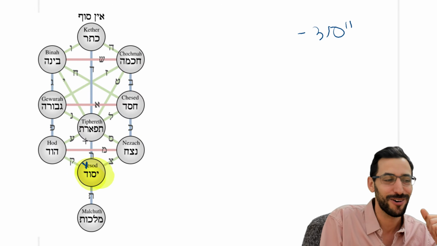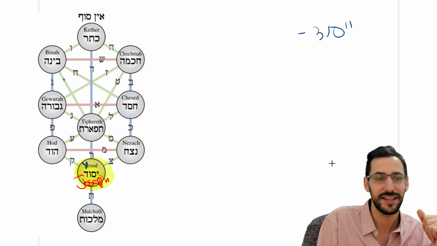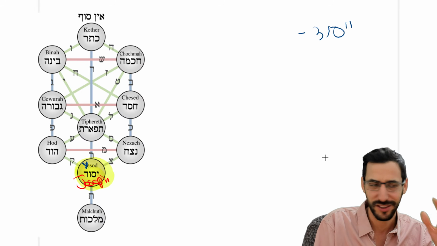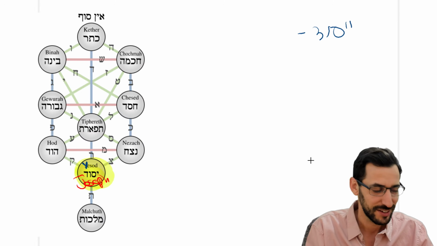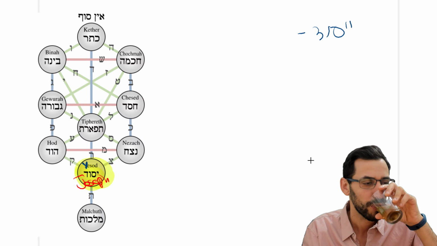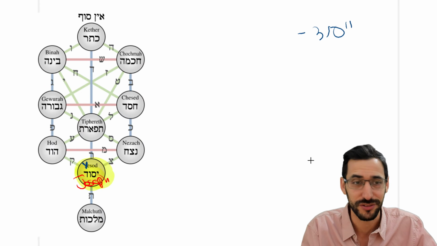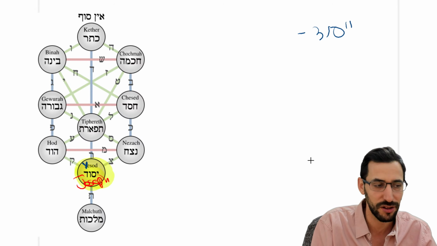So Yesod is the quality of Joseph. That is Yesod. So Joseph, the little brother of the tribes, who was thrown into the pit. Why was he thrown into the pit? Because he was misunderstood. He said to his brothers, bow down before me. He wasn't talking about himself. He was talking about the quality of Yesod.